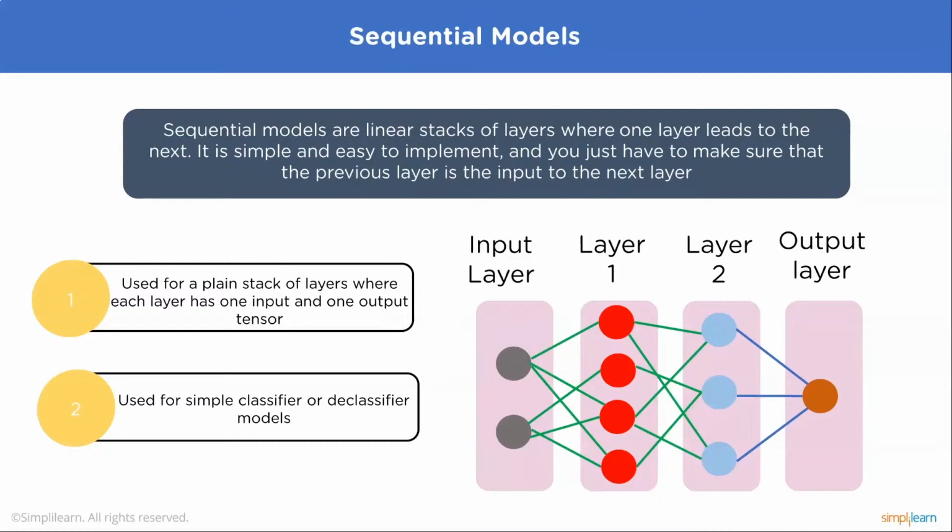It is simple and easy to implement, and you just have to make sure that the previous layer is the input to the next layer. So you use it for a plain stack of layers where each layer has one input and one output tensor, and this is what TensorFlow is named after. Each node is a tensor, and then the layer is also considered a tensor of values.